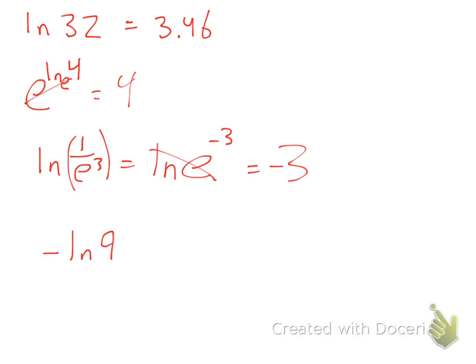And the last problem, does it exist? No. Yes, it does. Order of operations, guys, says you need to do the natural log first. Then multiply by -1. So it's -2.19.